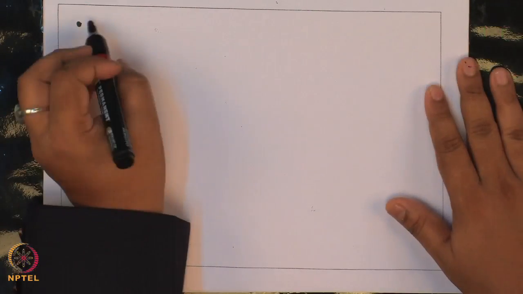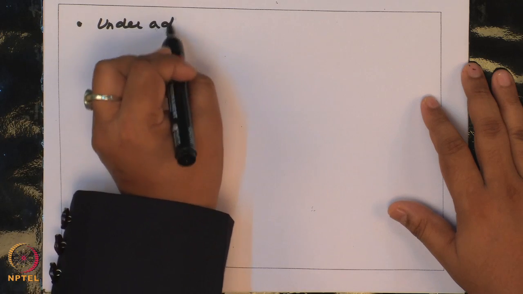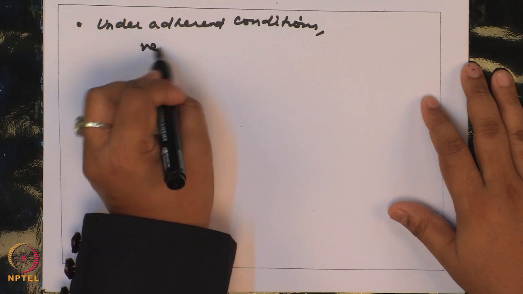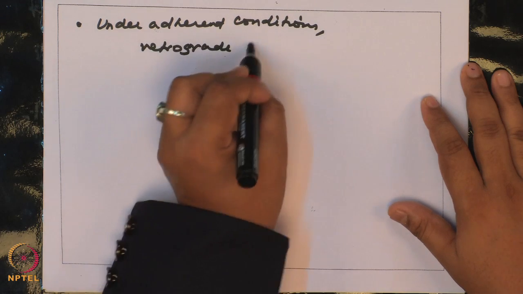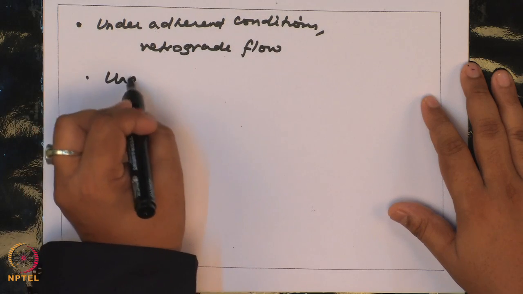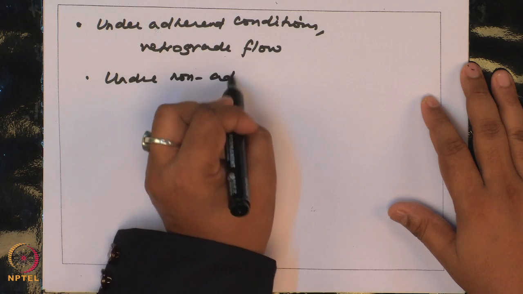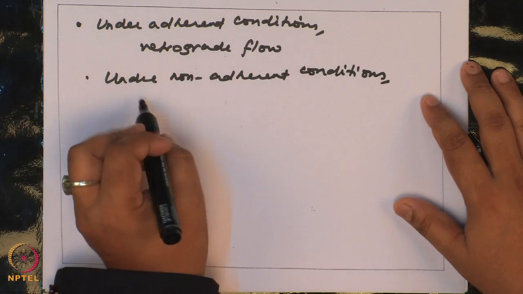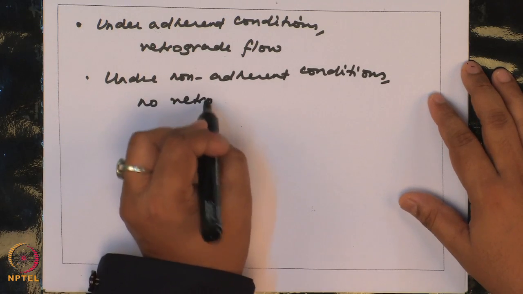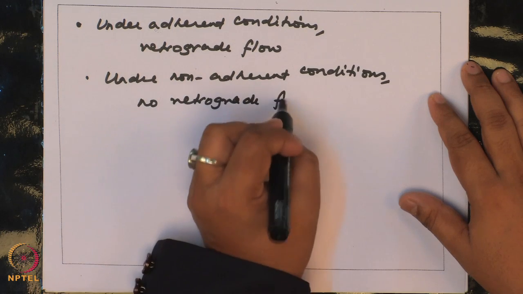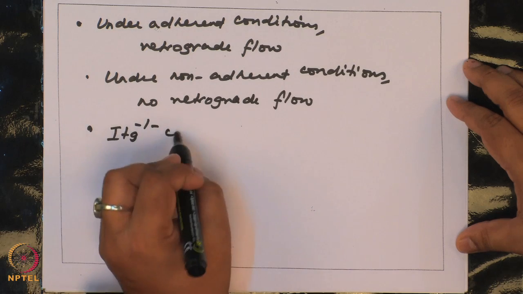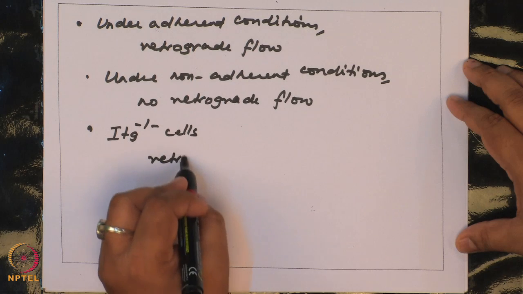So, thus far two things we found for dendritic cells. Under adherent conditions, you have retrograde flow. Under non-adherent conditions, you have no retrograde flow. But in the case of integrin null cells, retrograde flow is very high.